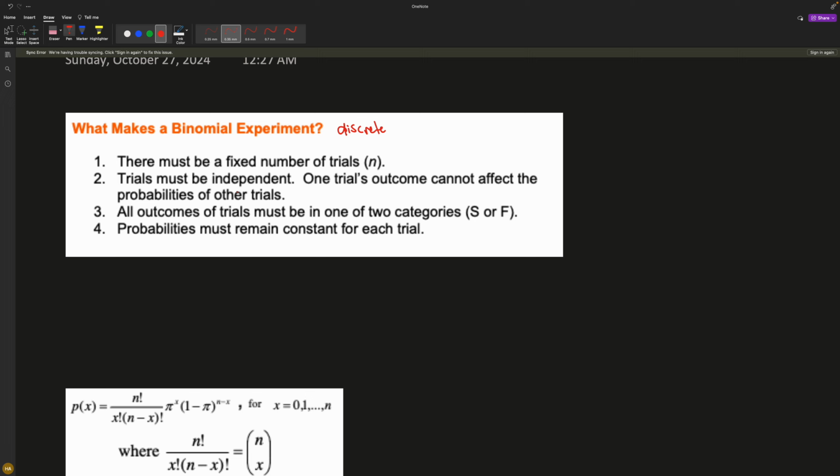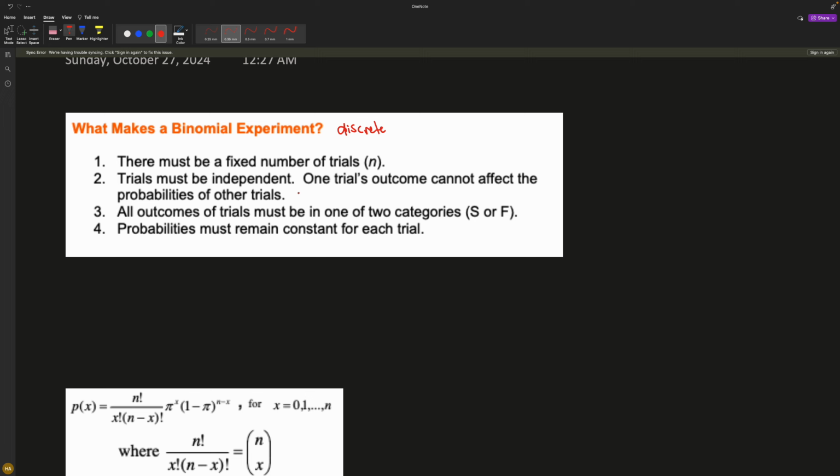Trials must be independent. So if I flip the first coin and I flip a second coin, whatever I get on the first coin does not affect what I get on the second coin. So it doesn't matter. That's basically what you're trying to determine. Does me doing it once affect the second time I do it? Do they relate? All outcomes of trials must be one of two categories. Is basically success or fail, true or false, yes or no. When you flip a coin, it's heads or tails. You have only two options.